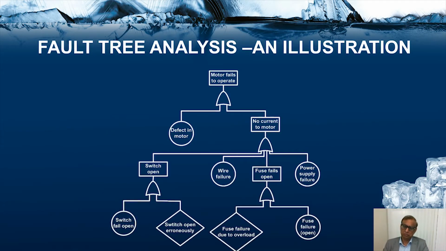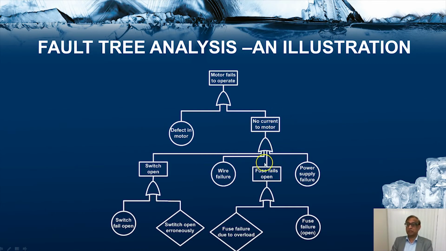This is one more example, an illustration of an electrical motor failing to operate. Either there is no current to the motor or there is a defect in the motor. There is a current, but so it is an OR gate. If the motor has failed, something has taken place, some failure, then it will not work, or there is no electricity. Then you have 4 OR events developed here: a switch is open, there is a wiring failure, there is a fuse failure, a power supply failure. That will lead to no current to the motor.